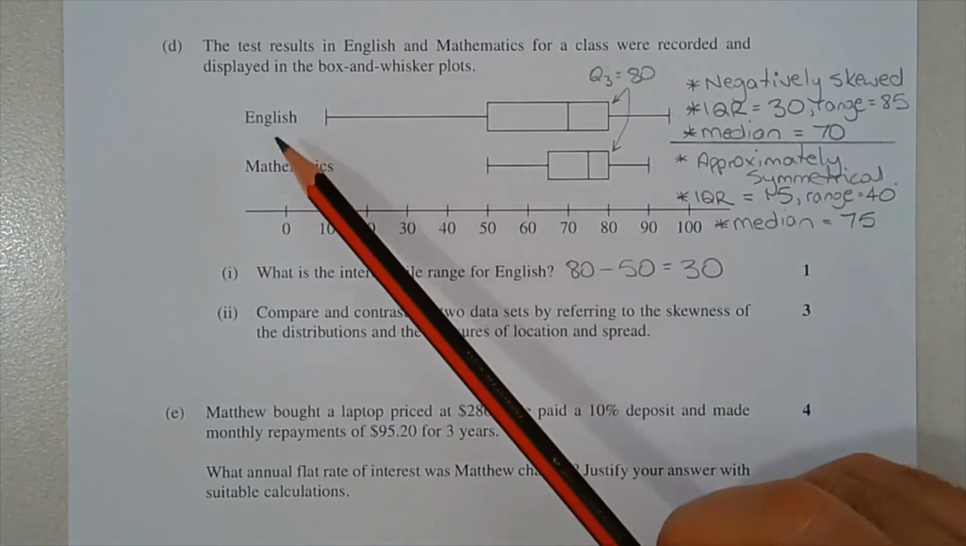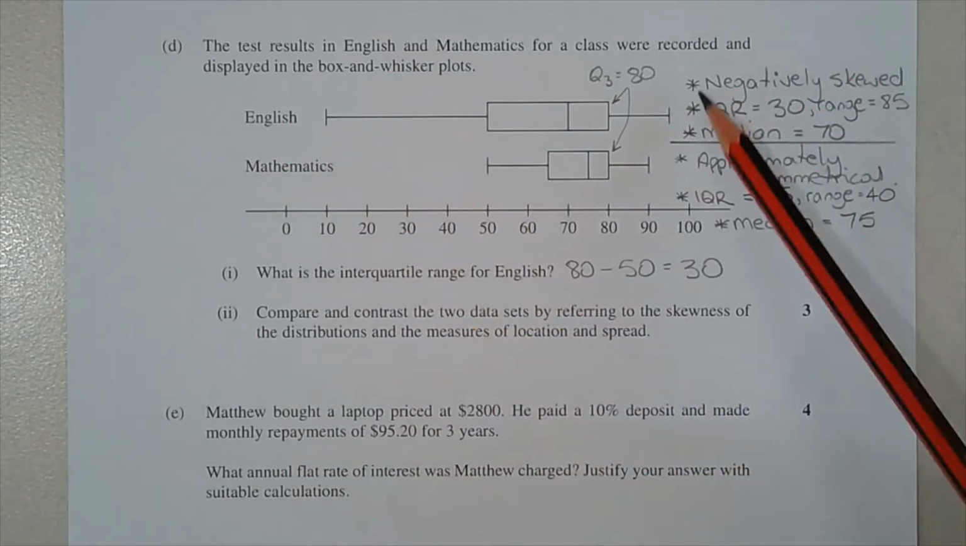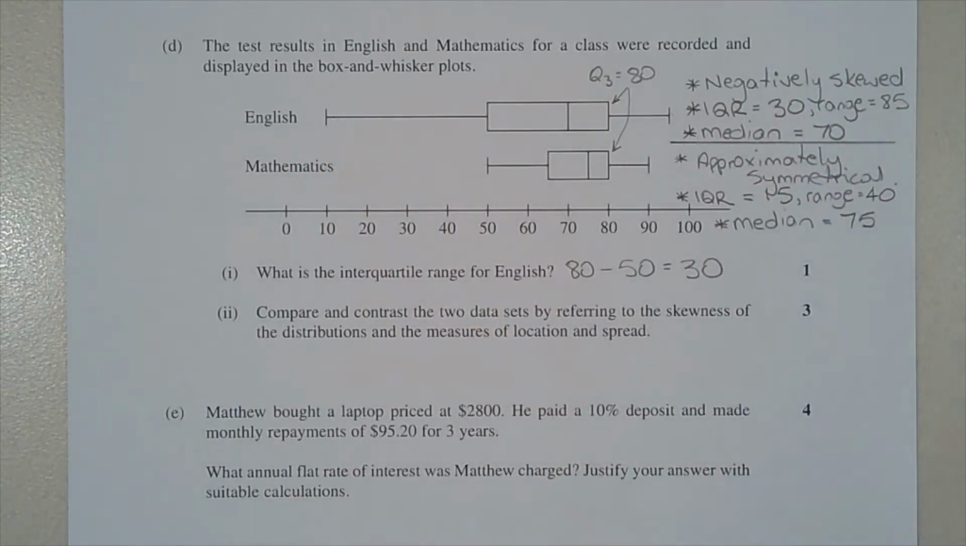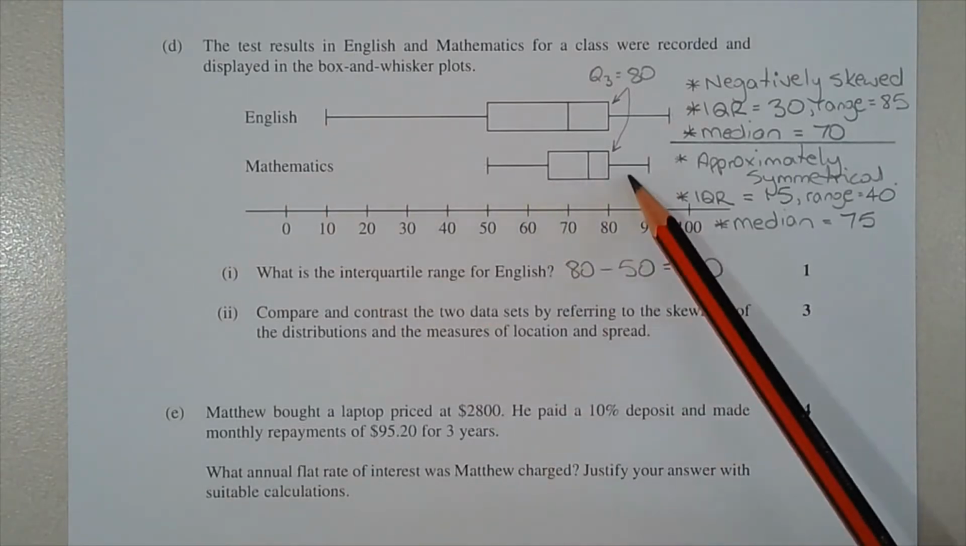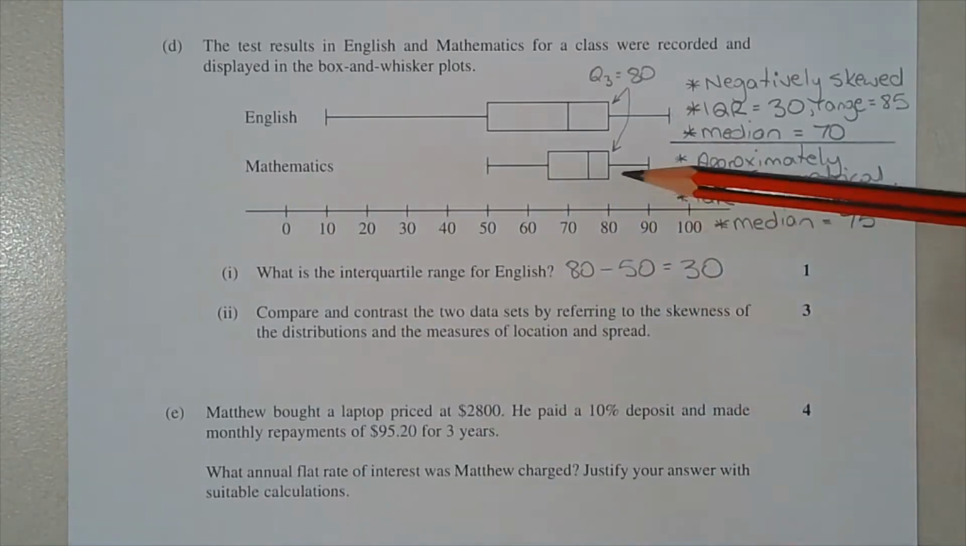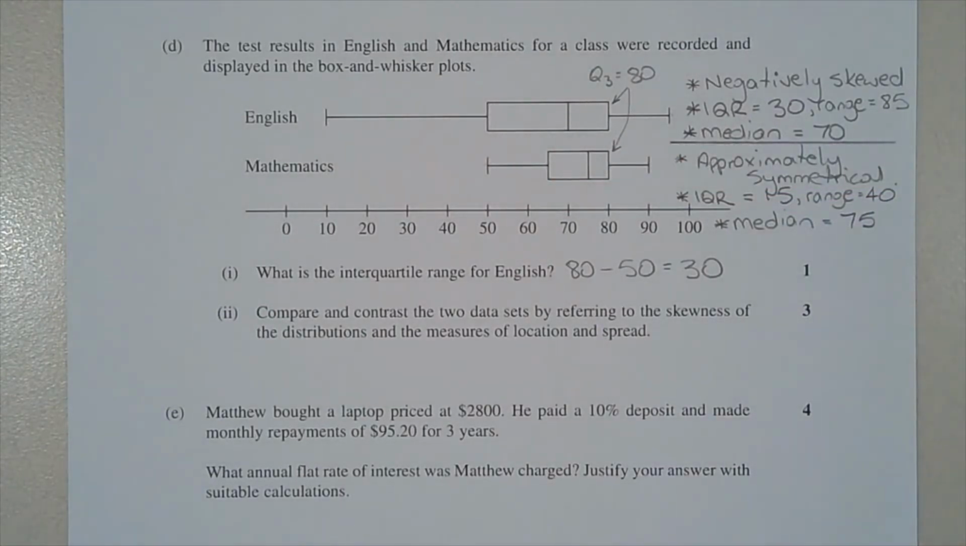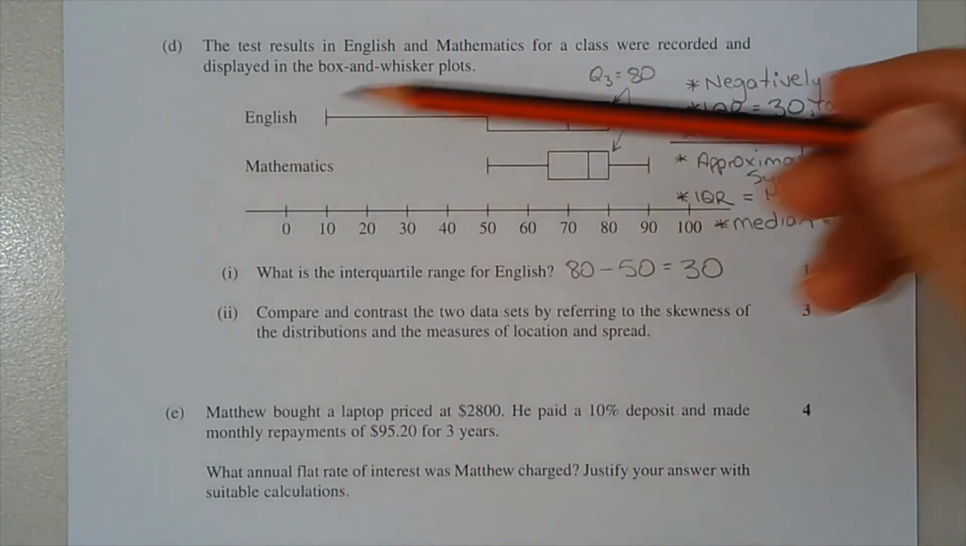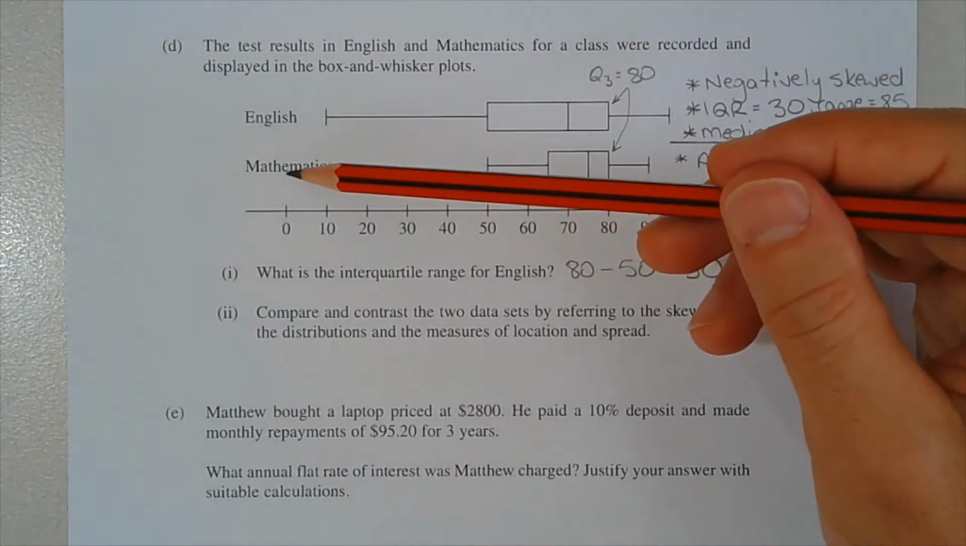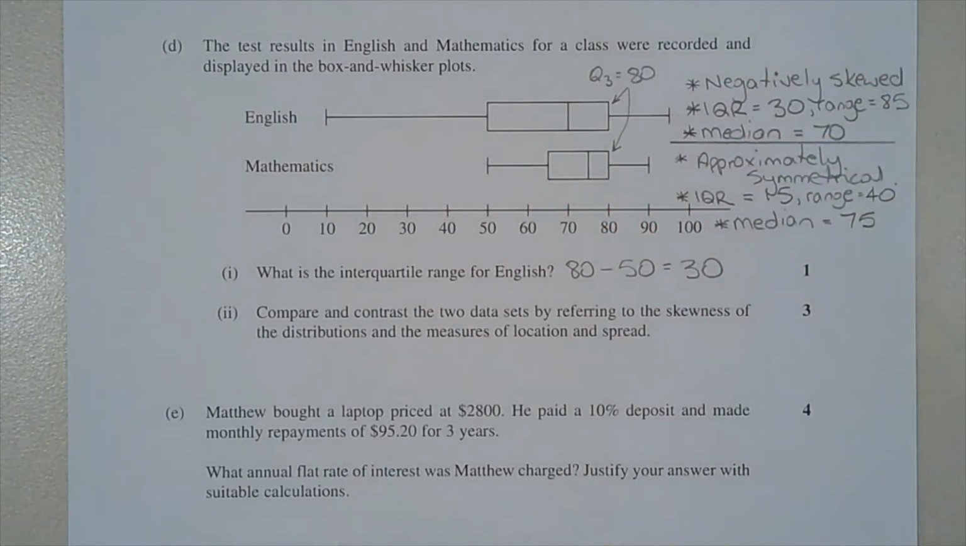So we can conclude that the scores for English are negatively skewed, whereas with mathematics, the length of the two tails are approximately equal, and the median is roughly halfway between the minimum score and the maximum score. So we can conclude that English is negatively skewed in comparison with mathematics, which is approximately symmetrical.